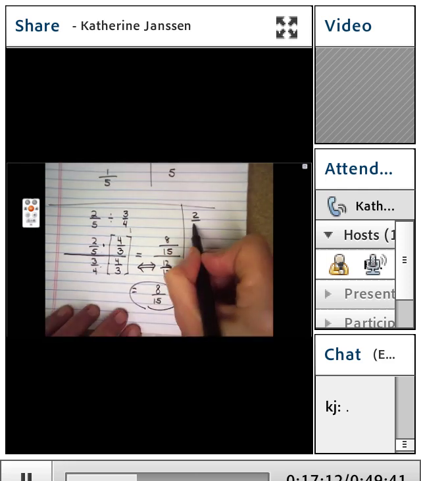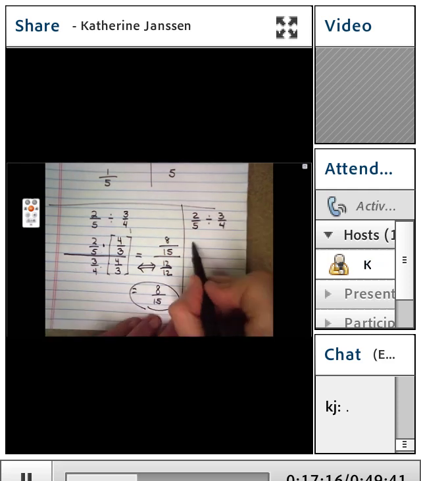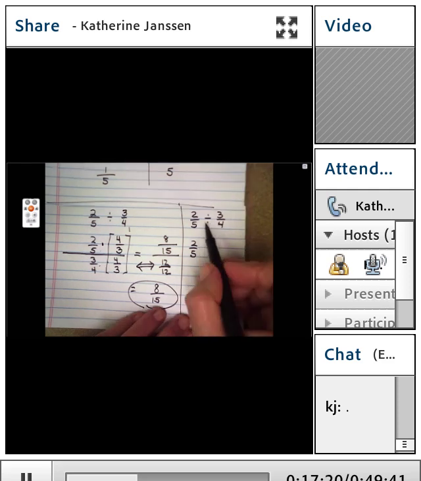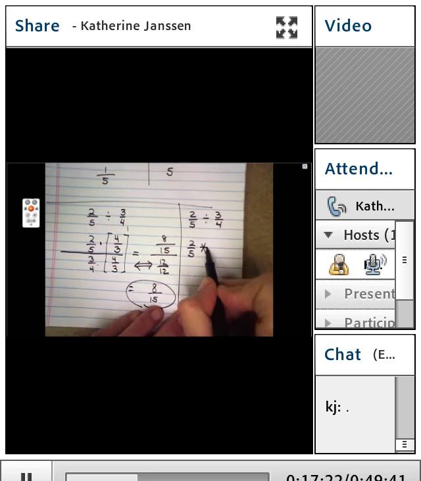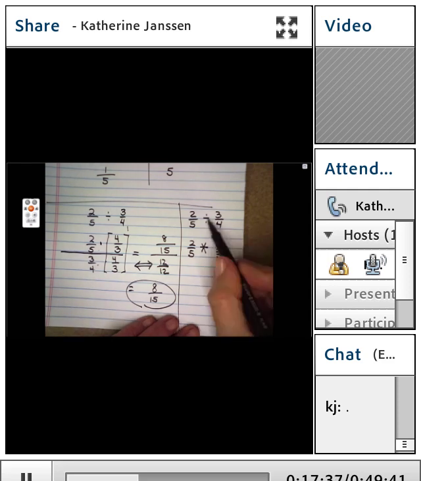2/5 divided by 3/4. Change division to multiplication and multiply by the reciprocal. Change division to multiplication, and we have to keep the pendulum balanced. If I do one thing, I have to do something else. Change division to multiplication and multiply by the reciprocal of the divisor. Interchange the numerator and the denominator.